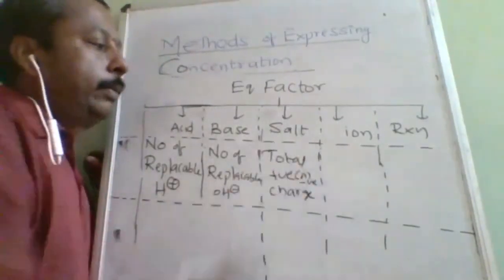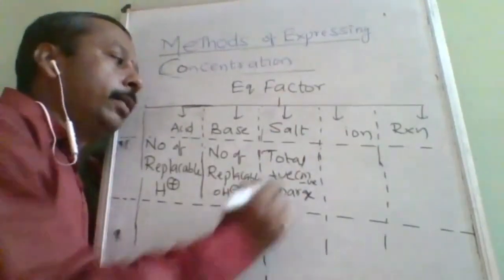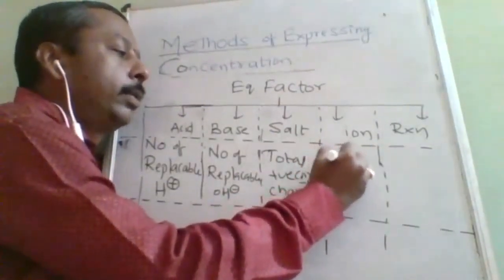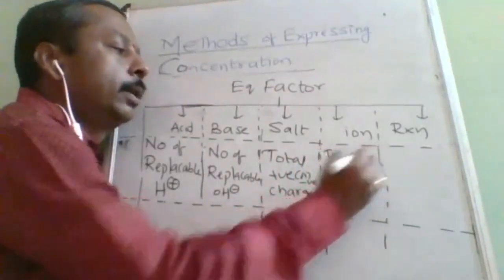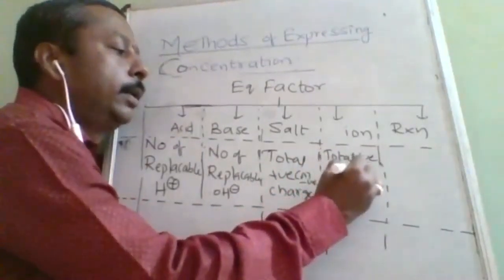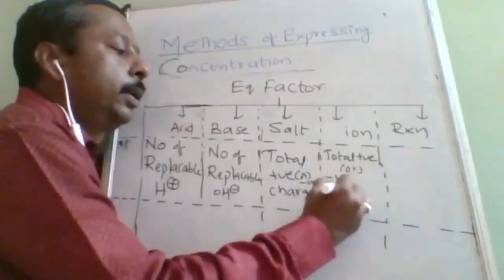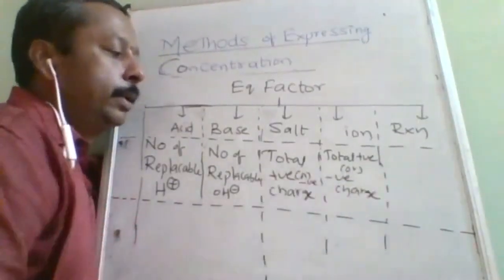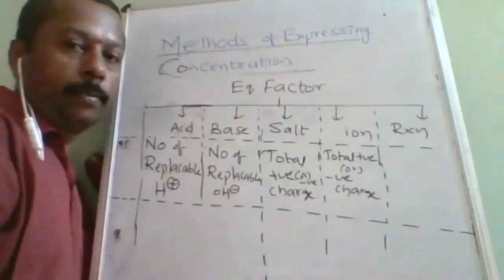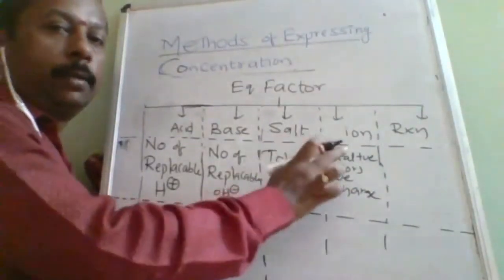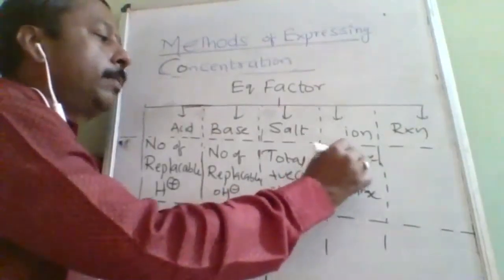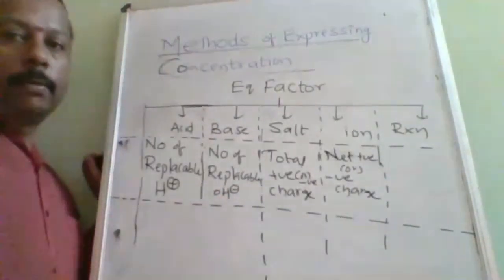Now coming to the ions. If it is an ion, then simple. If it is a cation, you will take total positive charge. If it is a negative ion, then you will take total negative charge. Here both appear to be same, but both are not same. Better I will use a different term here: net positive or net negative charge.